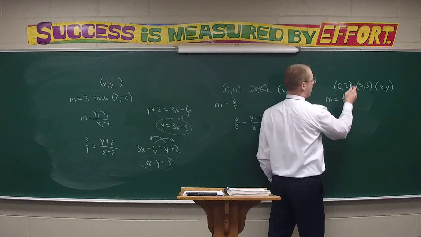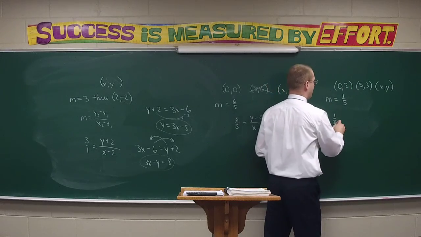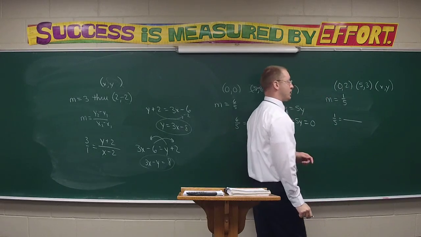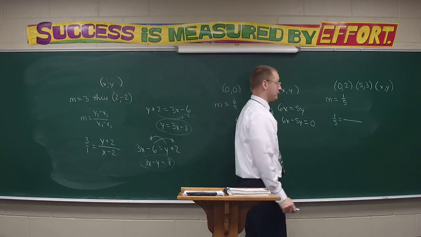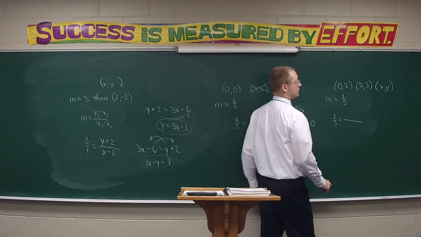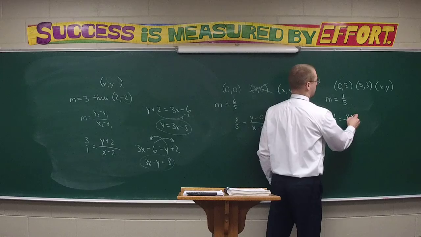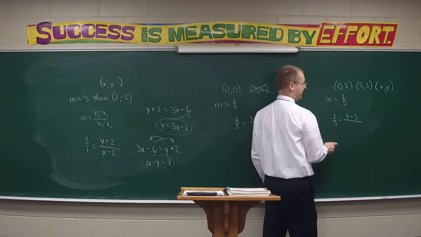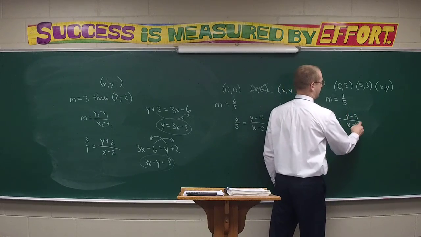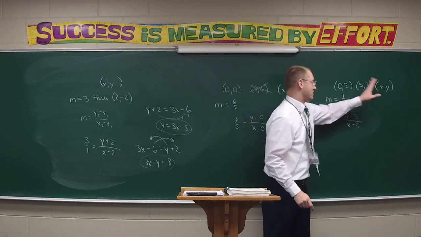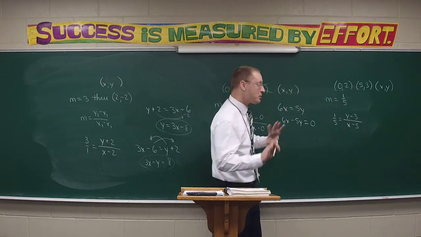All right, so let's take the slope. On the top, let's take the change in y. Jamie? Would it be like y minus 3? You could, and then over x minus 5. Now, I would have liked to say y minus 2 over x minus 0 because they're easier numbers, but there's nothing wrong with this.